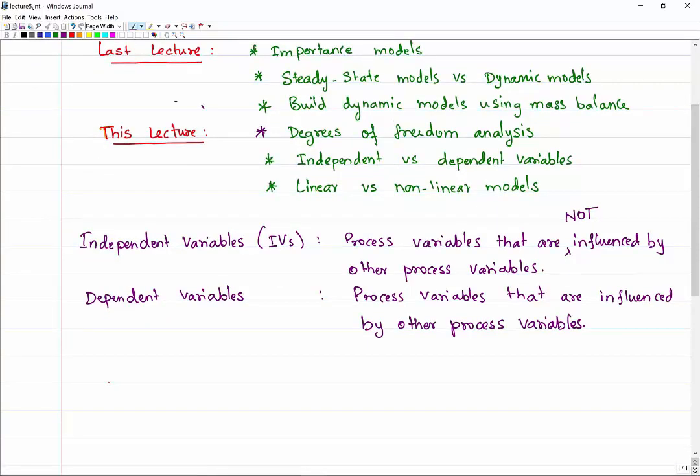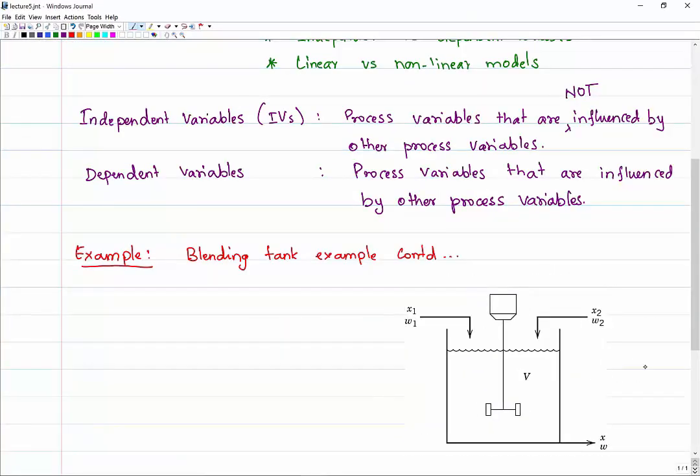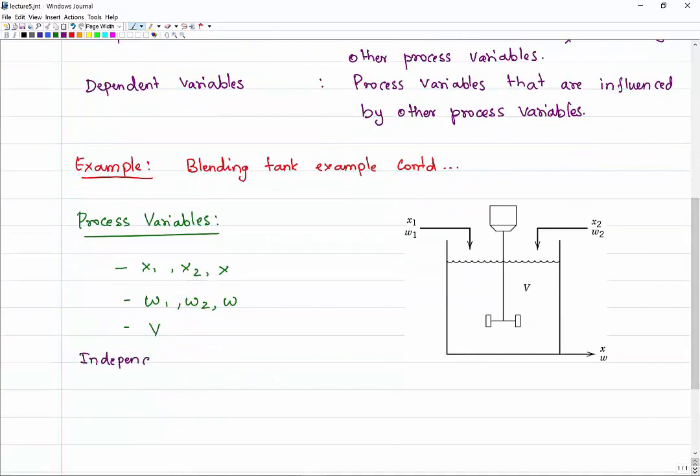Let's understand the difference between these two types of variables using a simple example. I will go back to the same blending process example because we will save time in not introducing a new process. The process variables in the blending tank are X1, X2, and X, W1, W2, and W, and the volume. The independent variables here are X1 and X2, the two concentrations of the incoming streams.